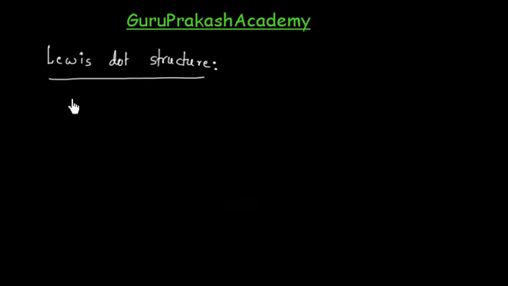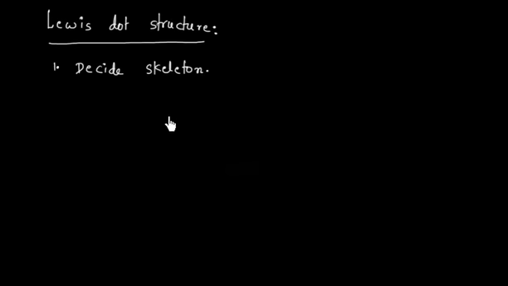So let us say I will give you some steps to find how to write Lewis dot structure. What are the steps? The first step is that you have to decide the skeleton. What do you mean when I say a skeleton? That is the arrangement of atoms. So this is the meaning of arrangement of atoms.